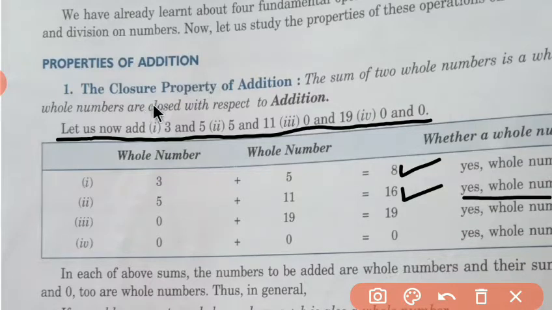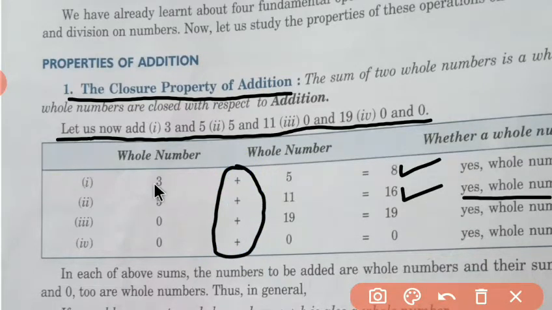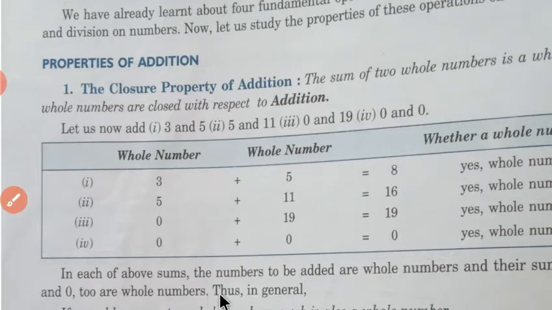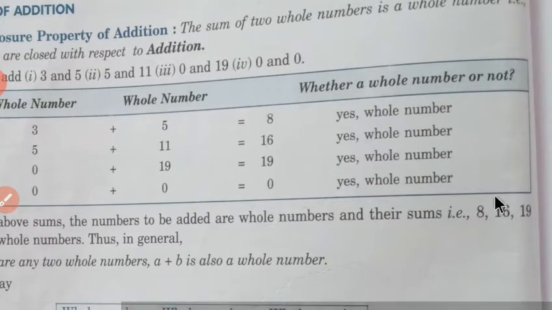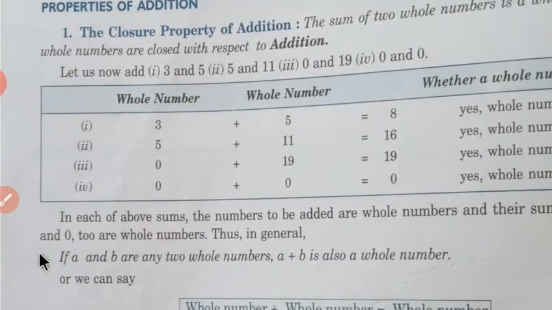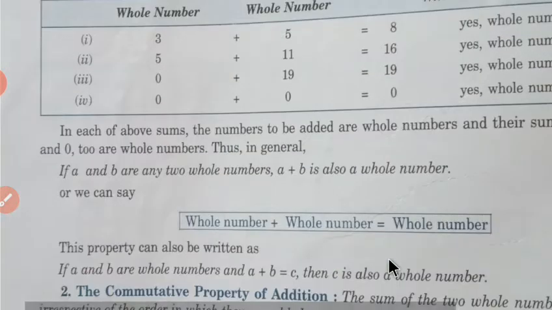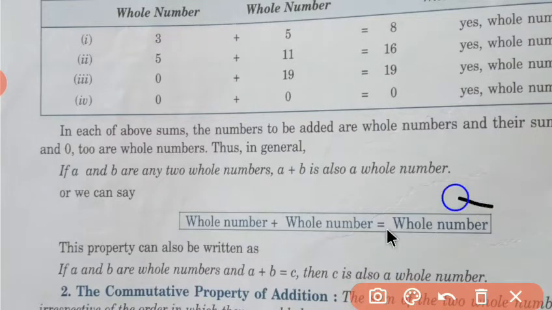This property is known as the closure property with respect to addition because we have used the plus sign. So in each of the above sums, the numbers to be added are whole numbers and their sums, that is 8, 16, 19 and 0, are also whole numbers. Generally we can say that if A and B are any two whole numbers, then A plus B is also a whole number. This is the general form of our closure law. Or we can say that whole number plus whole number is equal to whole number.